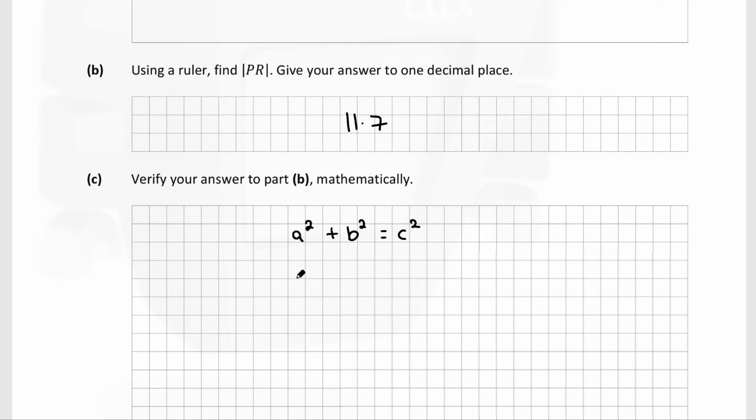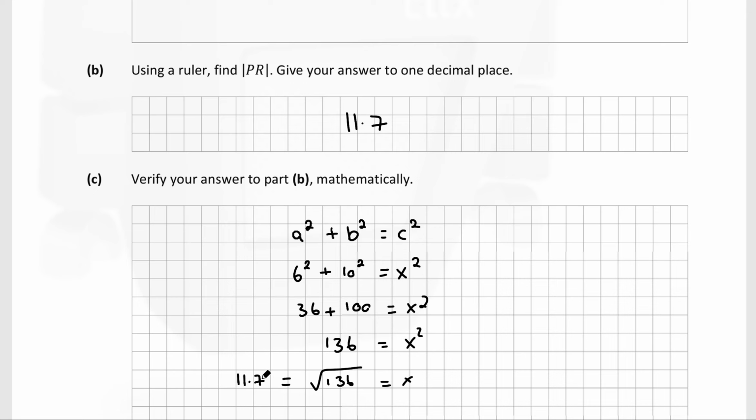So I'm going to have a squared, which is going to be 6 squared plus 10 squared is equal to c squared, which is x squared. 6 squared is 36, 10 squared is 100, and that's equal to x squared, and x squared then is equal to 136. X on its own is equal to the square root of 136, which does work out to be 11.7.